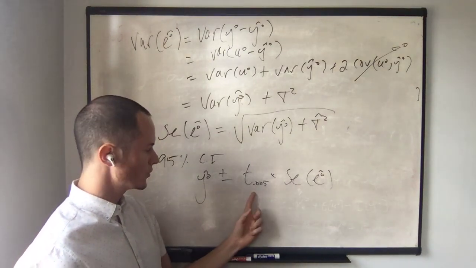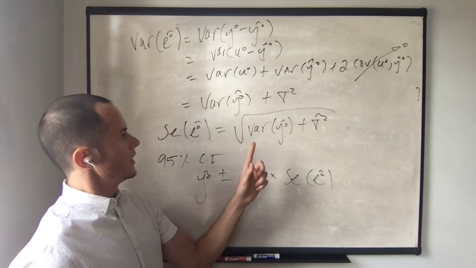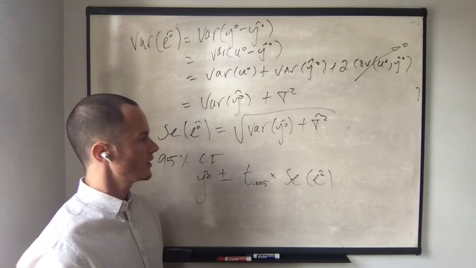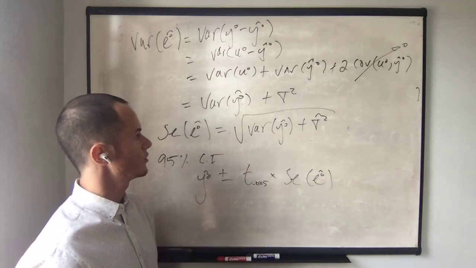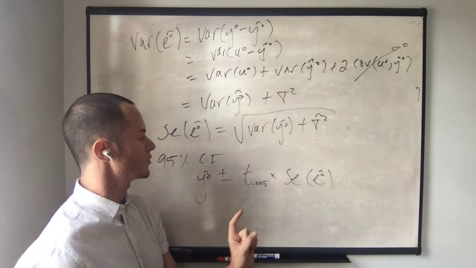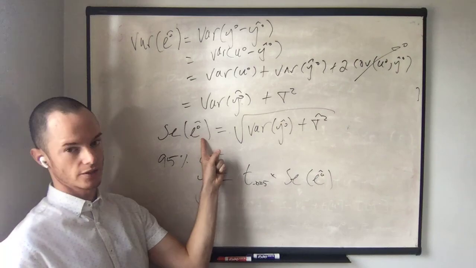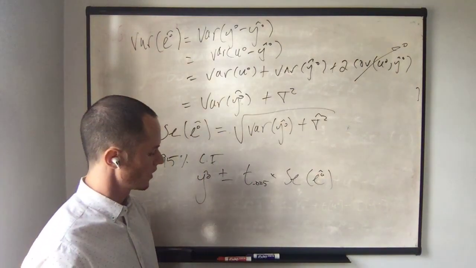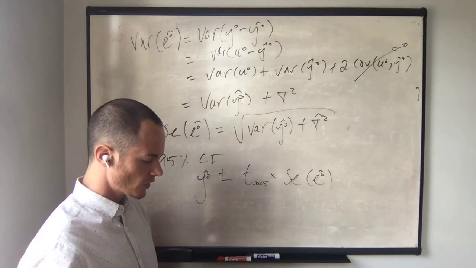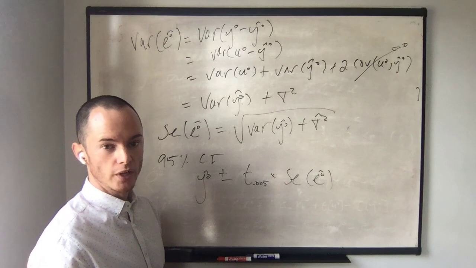We can use the student's t-distribution, observe, because we have assumed the betas are normally distributed. So y hat is normally distributed, and we have assumed that u is normally distributed, so if these two things are normally distributed, then this thing is normally distributed. All right, so we can use the student's t-distribution. All right, so that's it for the confidence intervals, 2 ways.